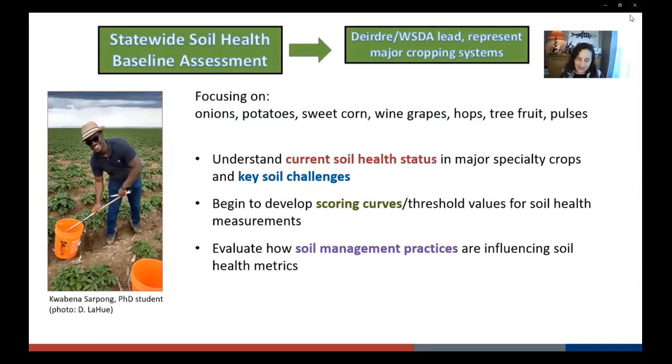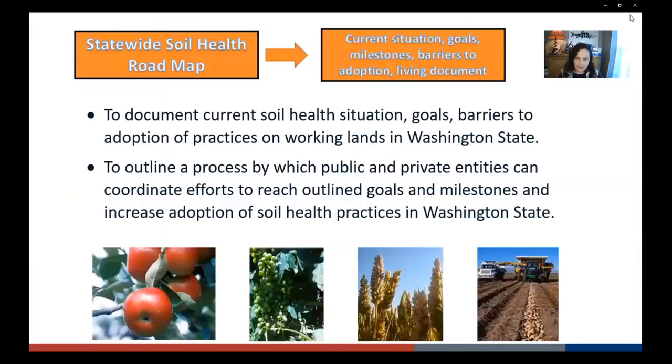Over here on the left, you can see one of Deirdre's graduate students involved in the sampling effort. They sampled 97 fields in central Washington over the summer and have sampled another 34 potato fields in western Washington. So work on that is underway.